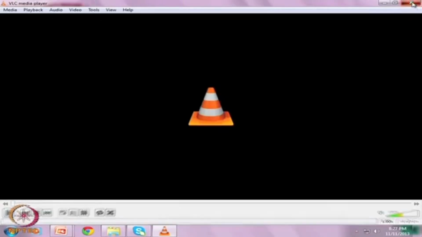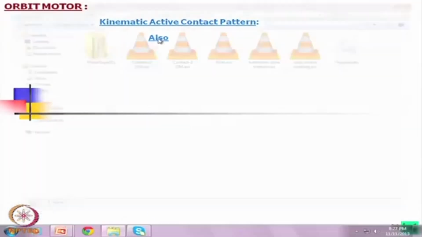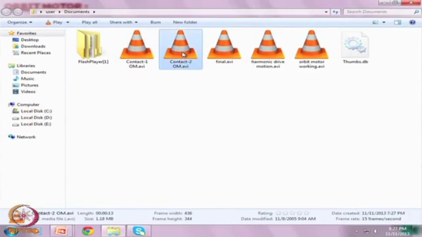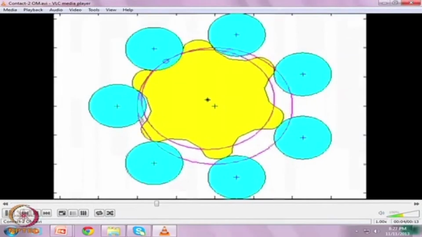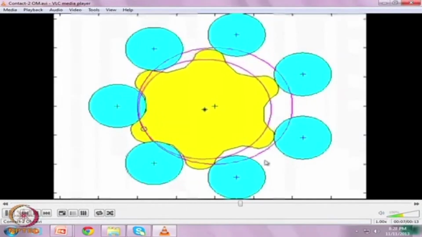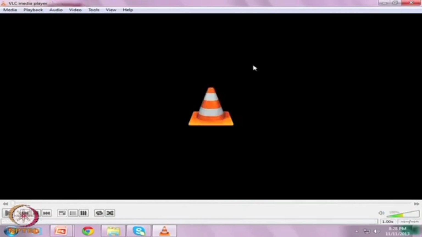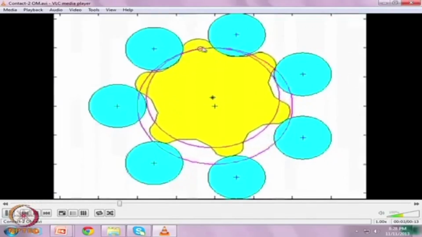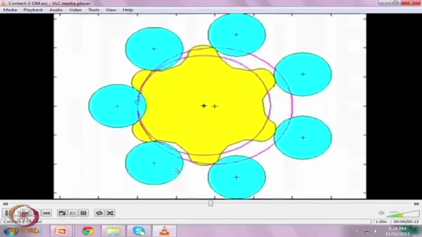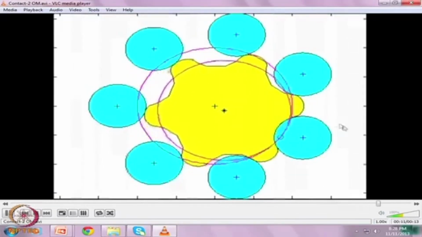Now, also we can observe the other variation. You can see this is rotating in one direction, whereas this point is rotating in the opposite direction, and the instantaneous contact point is rotating like this. So, these will be required for the further analysis: volume displacement, stress analysis, etc.